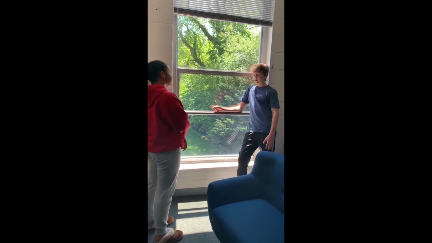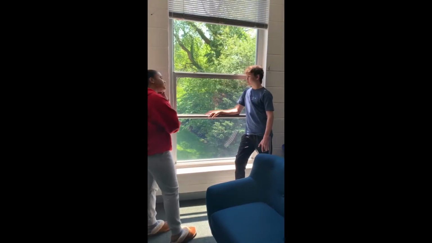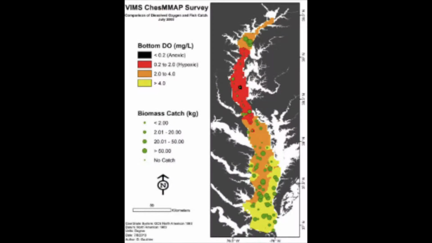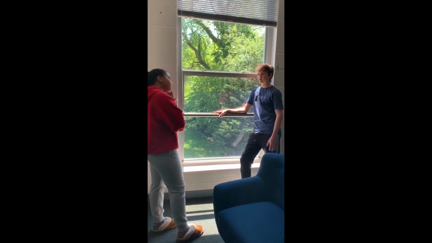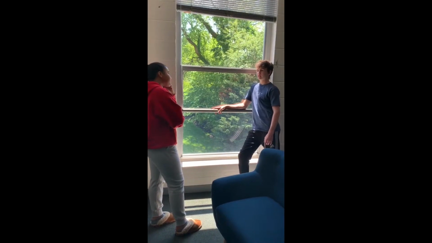What's a dead zone? A dead zone is when there's no oxygen in an area of water. In the Chesapeake Bay, it's about a 1.9 cubic mile area. And plants die and animals die, or they have to leave the area because they can't live without the oxygen.